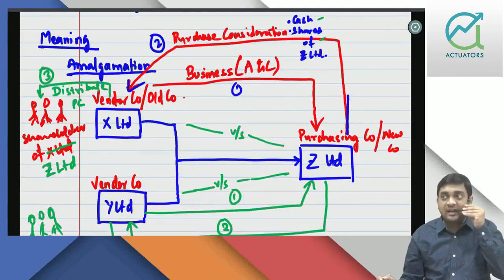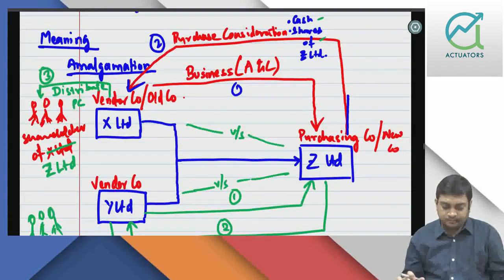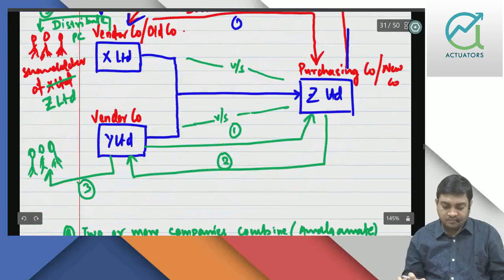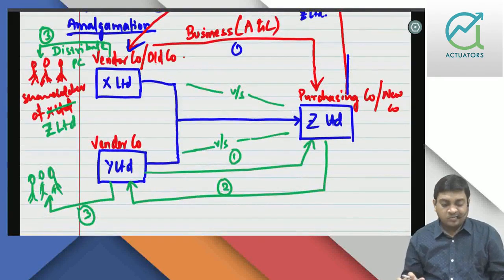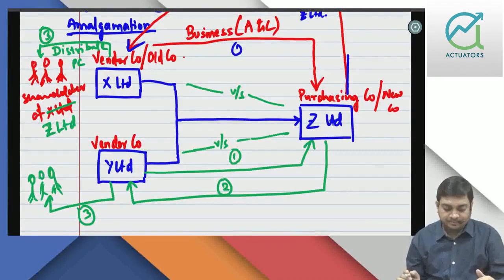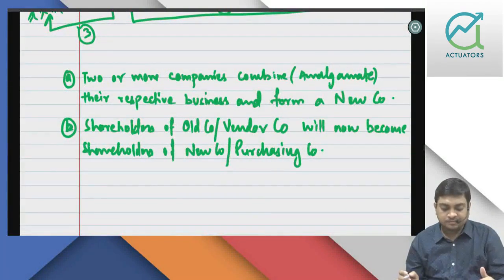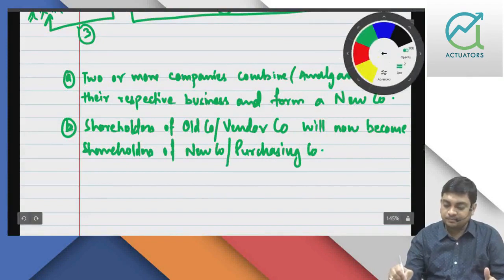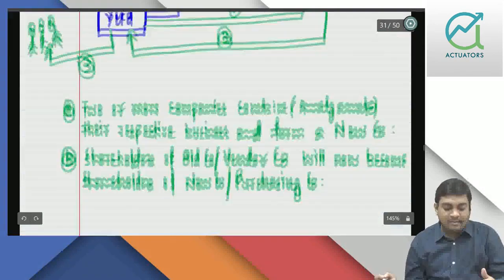I think this is absolutely clear to all of you. There should not be any problem, right? The companies which are amalgamating, those are known as old company, and the company which is getting newly formed, that is new company, right? So this was the meaning of the term amalgamation.